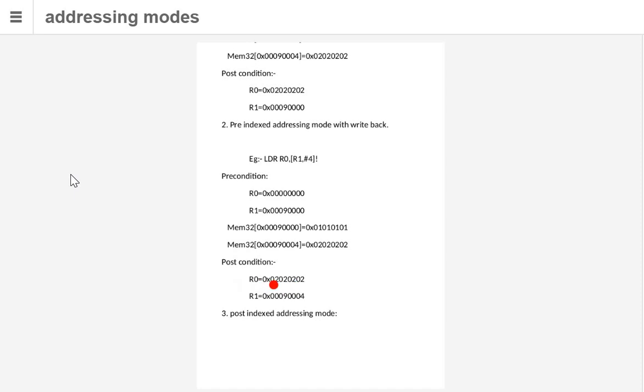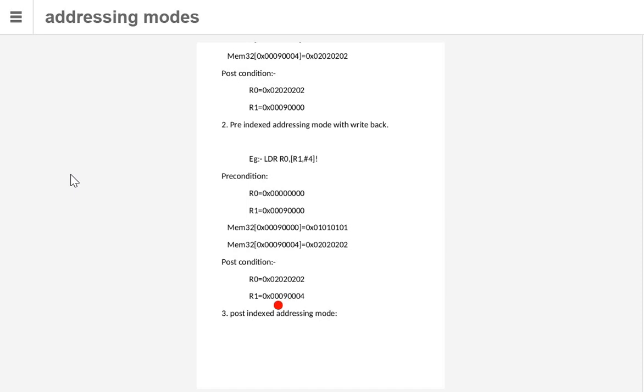R0 is getting the value 020202. Where is the value? In 9004. How do I get 9004? By adding base address R1 plus 4. R1 has the initial value 9000, so that way it is fine. The only difference is R1 has changed to the new value. In the previous example, R1 value was 9000, but in this example, R1 value is 9004.